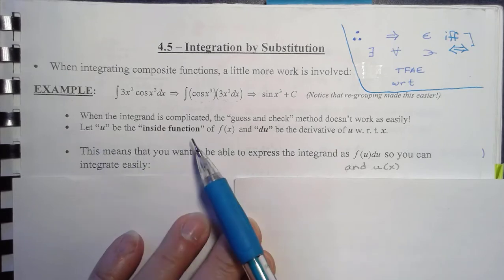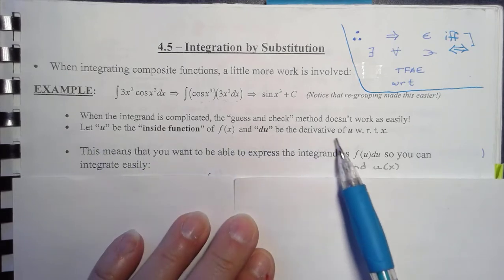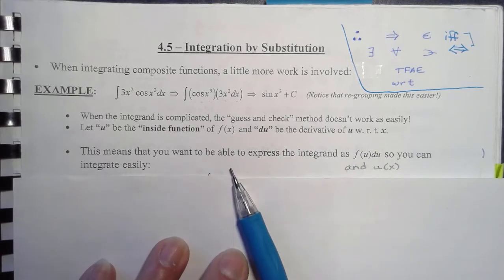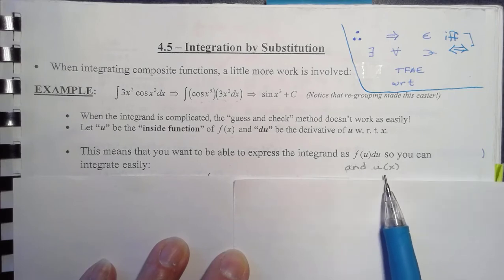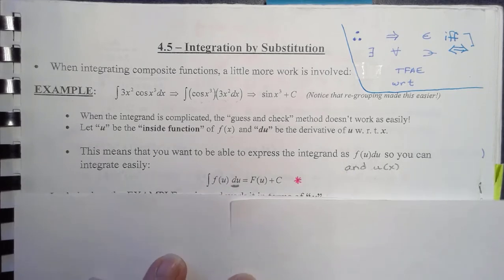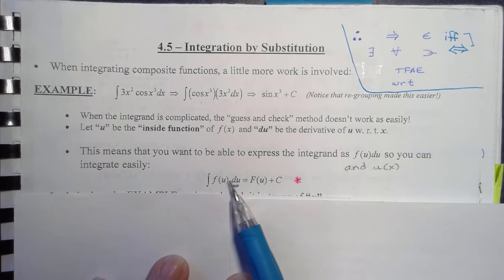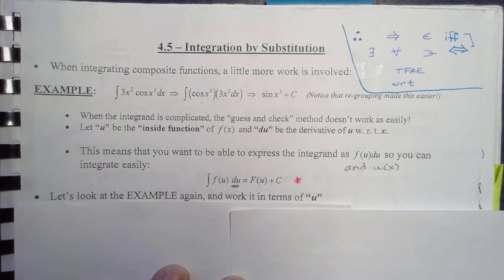So let u be the inside function of your f of x, and let du be the derivative of u with respect to x. This means you want to be able to express the integrand as f of u du, and let's remember u is a function of x, so you can integrate easily. So this would be the integral of little f of u du. All of it has to be there. If the derivative of u is there, then this anti-differentiates to cap F of u plus my constant c.